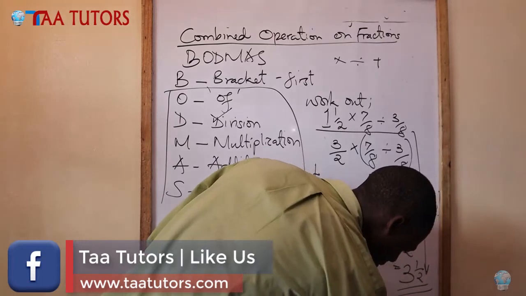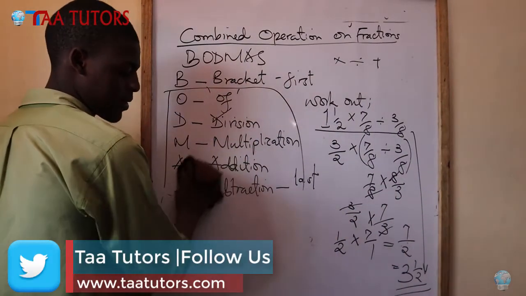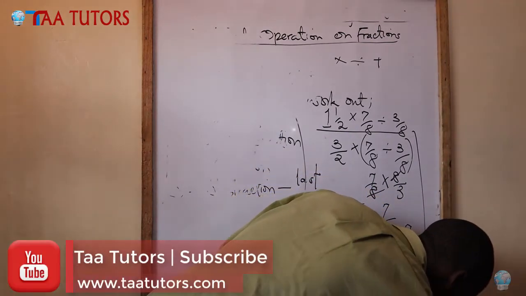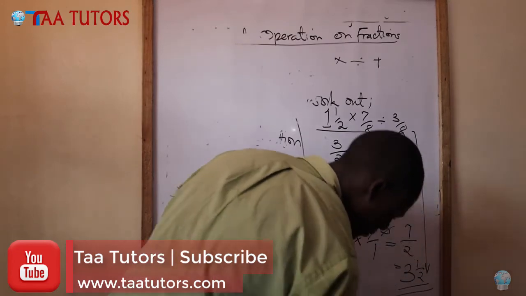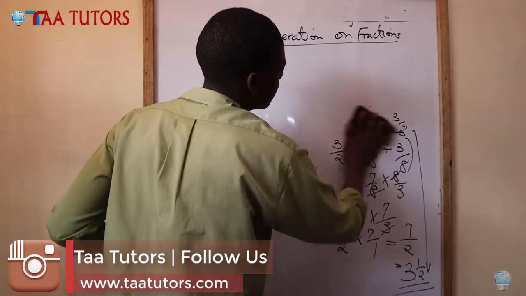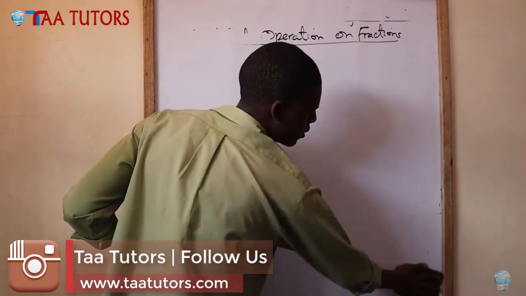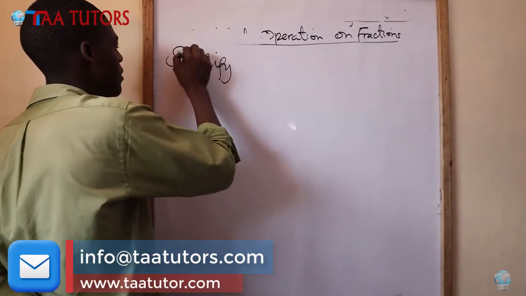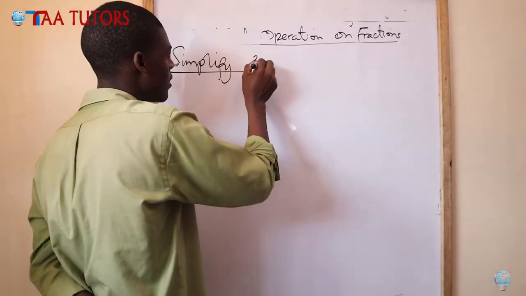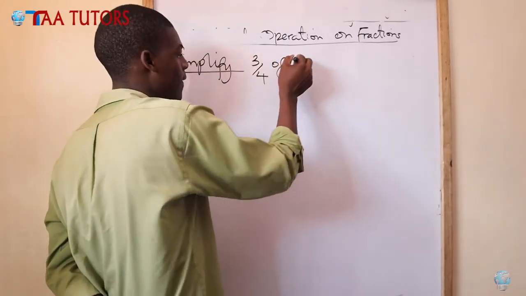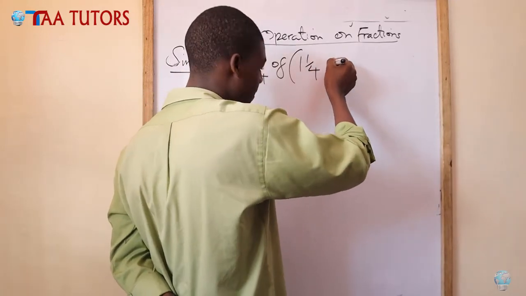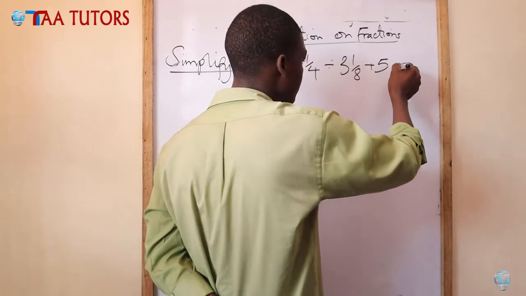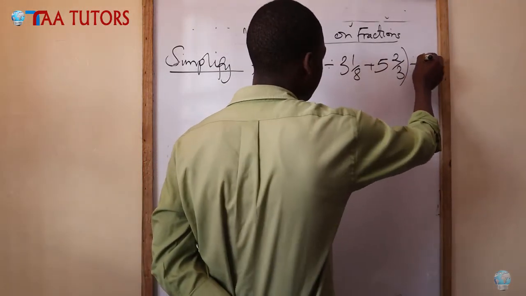Another example will be: simplify 3 over 4 of 1 1/4 divided by 3 and 1 over 8, plus 5 2 over 3, then minus 5 over 8.